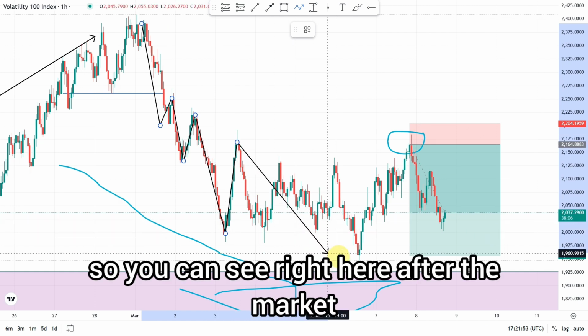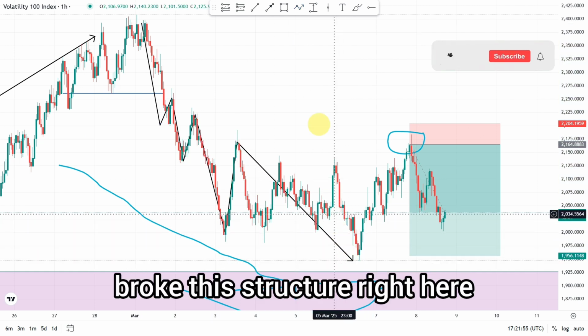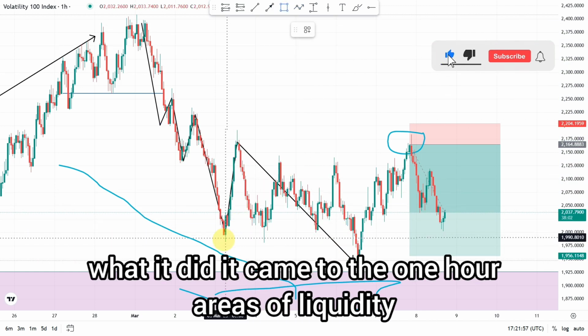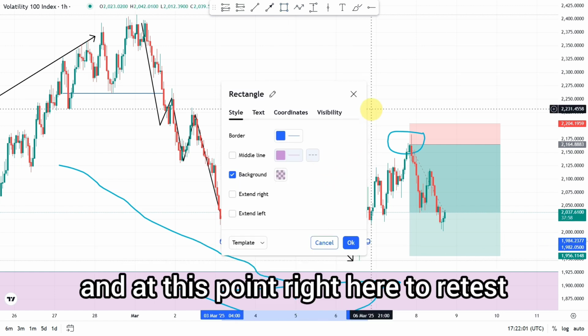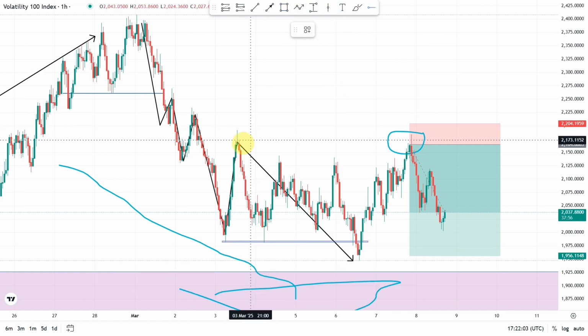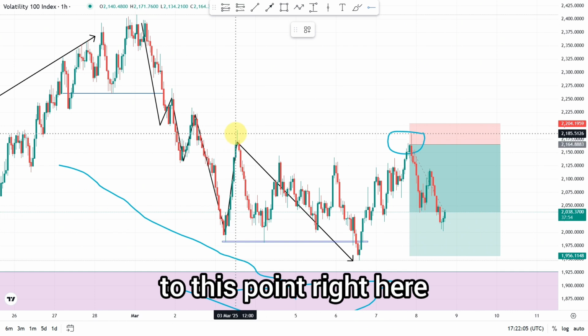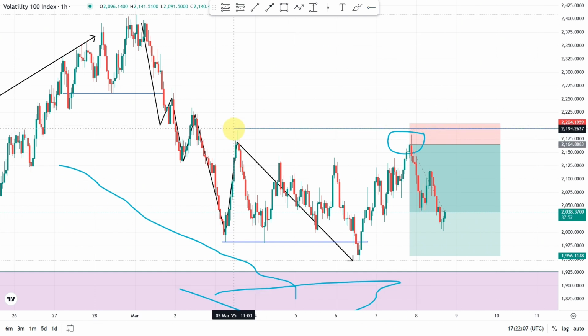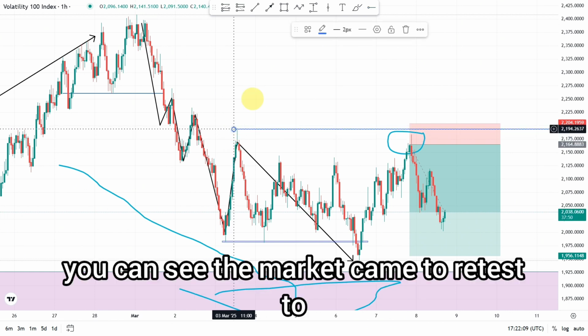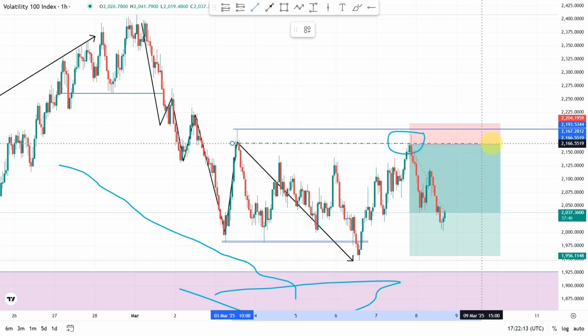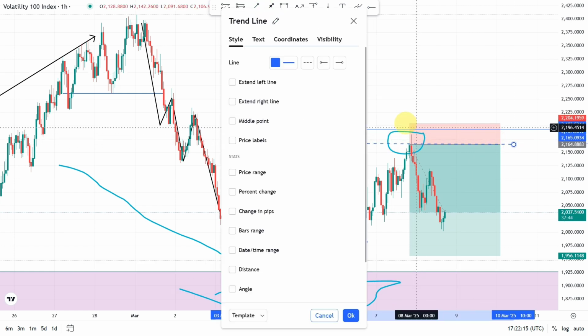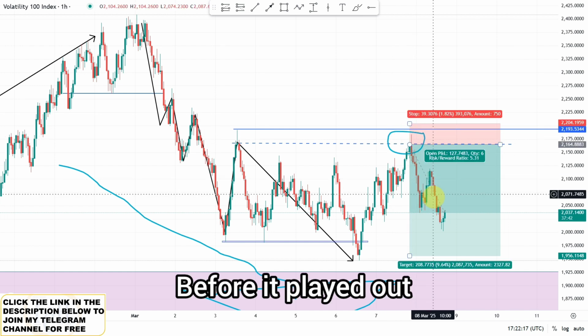So you can see right here, after the market broke this structure right here, what it did, it came to the 1 hour areas of liquidity, and at this point right here to retest to this point right here. You can see the market came to retest to these areas of liquidity right here, okay, before it paid out.